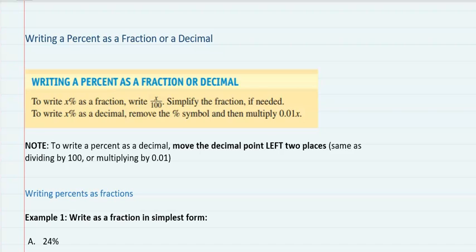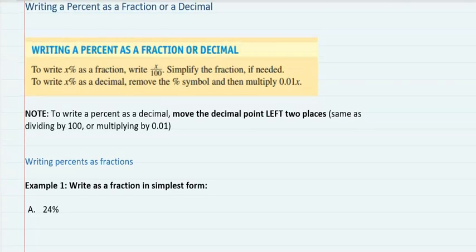So the first topic we're going to look at is writing a percent as a fraction or a decimal. The first one we're going to do is writing it as a fraction in simplest form. Remember that a percent is just the number over 100. To write it as a fraction, we're just going to do this first, and then we're going to simplify. To write it as a decimal, we just move the decimal point over 2 places to the left or divide by 100, whichever way you want to look at it.